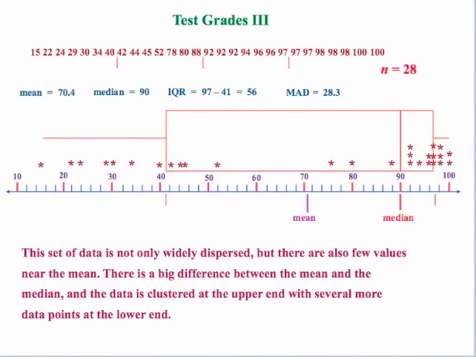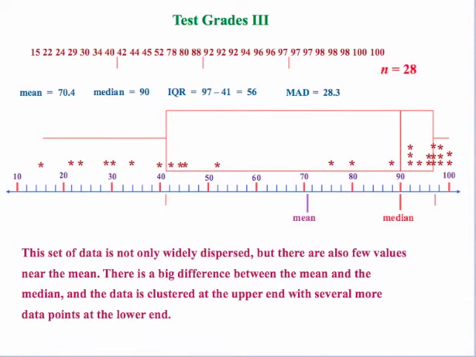Let's take a third set of test grades. Again, 28 is the number of data points, but this time our mean is different. Now it's dropped to 70.4. Our median is 90, the halfway point between the 28 values. Our third and first quartile values are 97 and 41 for those two medians, which is a difference of 56. So that's our interquartile range. And then the average distance of all of our data points from the average of 70.4 is 28.3.